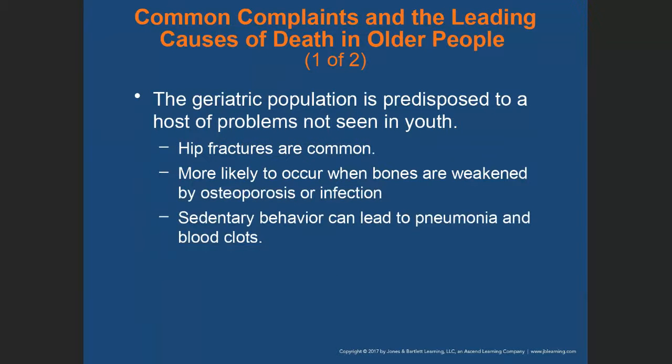The geriatric population is predisposed to a host of problems not seen in youth. Hip fractures are very common, especially in female geriatric patients, more likely to occur when bones are weakened by osteoporosis or infection. Sedentary behavior can lead to pneumonia and blood clots. Pneumonia is very common in the geriatric population, and they get pneumonia without a fever. So they have an atypical presentation. They can get pneumonia and not have any fever.